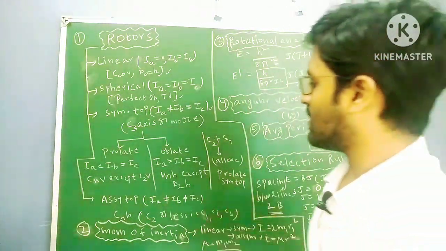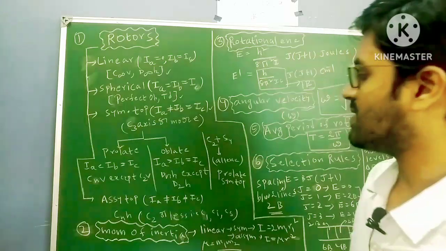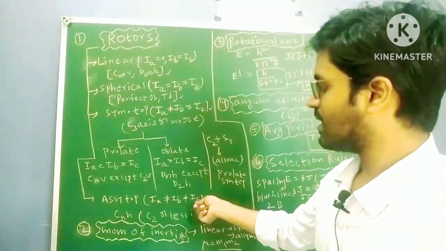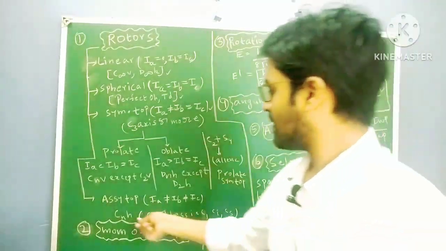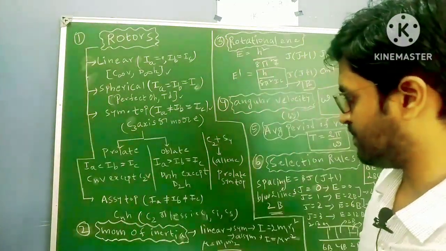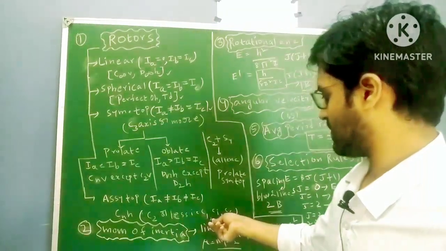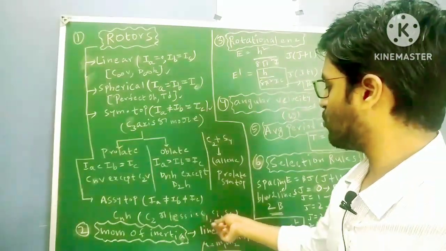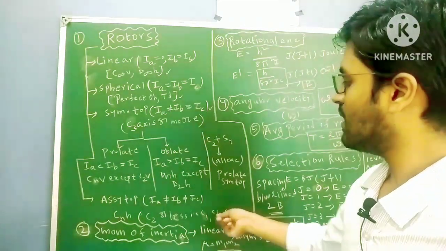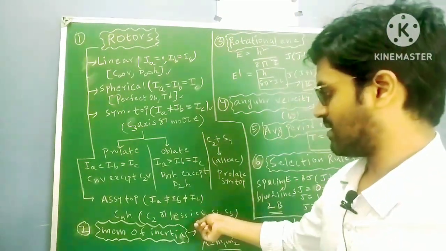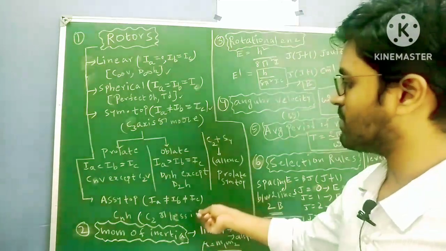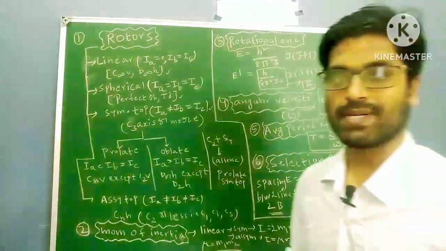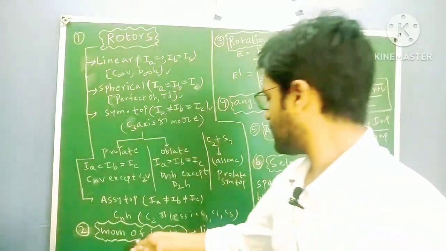The last one is the asymmetrical top molecule. The condition is Ia not equal to Ib not equal to Ic, so all are unequal. The point group has fewer C2 axes, meaning C1, Ci, Cs point groups, like that. Those point groups come under the asymmetrical top, and C2v and similar point groups also come under the asymmetrical top. Next is moment of inertia.